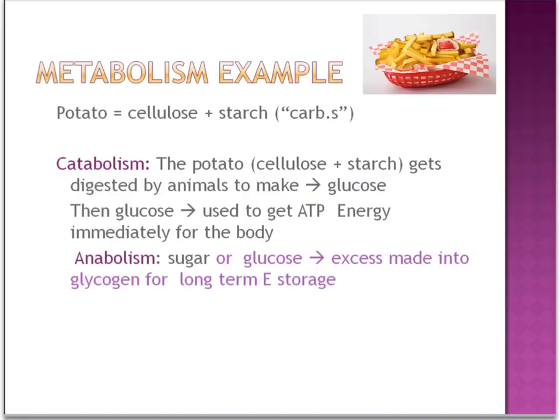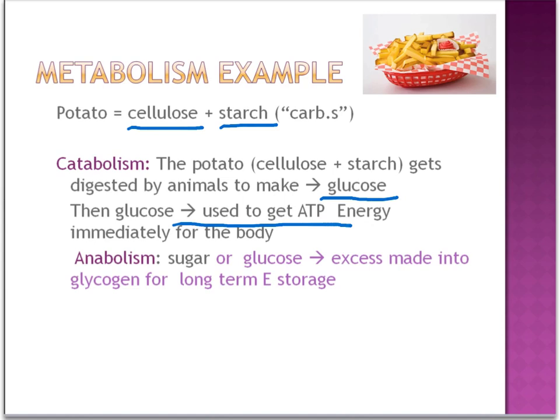So let's look at an example of metabolism. Let's say I have French fries for lunch, which is potatoes. And the potatoes are made of a lot of cellulose. Remember that tough fiber on the cell walls? And their energy molecule is starch. So when I eat the potato, I'm taking in that cellulose and starch, and my digestive enzymes are going to break it down, and I'm going to get the little building block molecule, which is glucose or other simple sugars. And then I can take that glucose and use it to make my body's energy molecule, which is ATP. And the cells will use that ATP to run all the chemical reactions that they're doing.